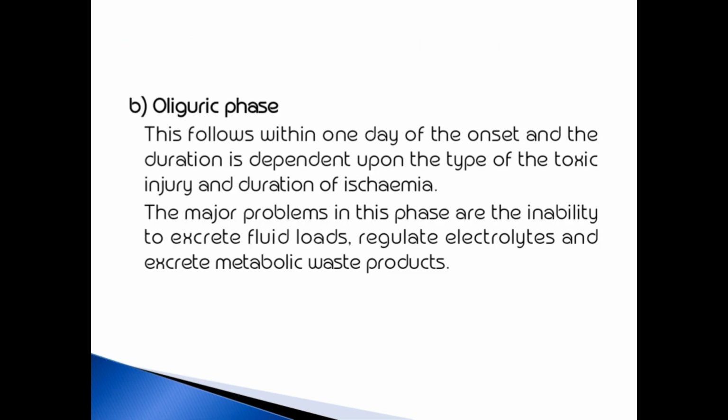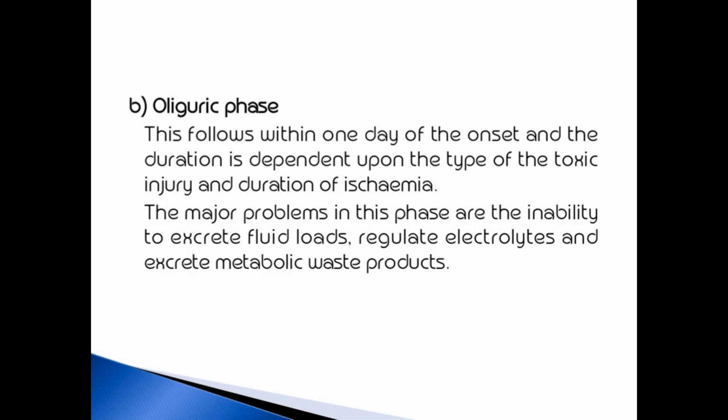The second phase is the oliguric phase. Oliguria is the reduced amount of urine output. So the second phase after the initial phase will be the oliguric phase, where there will be a reduction in the amount of urine that is being produced. This will follow within 1 day of the onset, and the duration depends upon the type of the toxins, injury, and the duration of ischemia. What will determine its duration is the extent of the toxins and the extent of the ischemia in the kidneys.